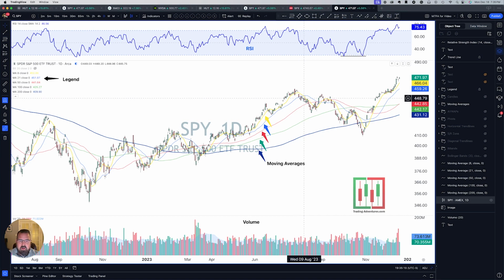Then the 8-day crosses below the 21-day. So these are all indications of the presence of a trend, the strength of a trend, and whether it looks like it's progressing or losing momentum.